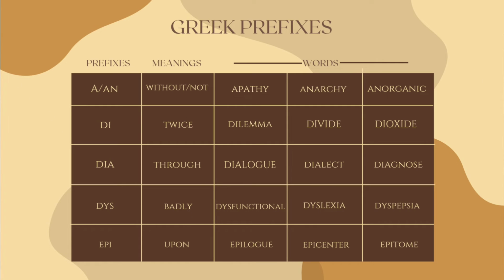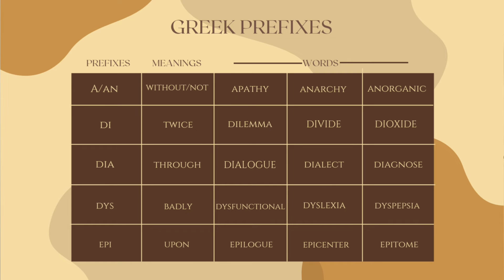Okay, so here are the Greek prefixes. The first one is a or an, which is very different from the English prefix that we learned. So a or an means without or not. So apathy, anarchy. Apathy is anyone who does not have interest in what's going on. Anarchy is a situation that has disorderliness within it.